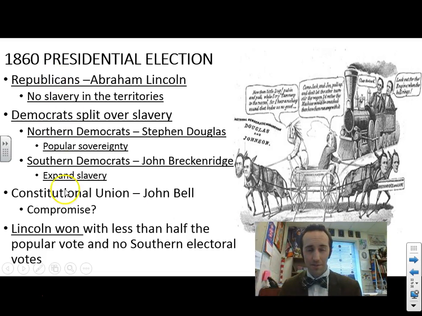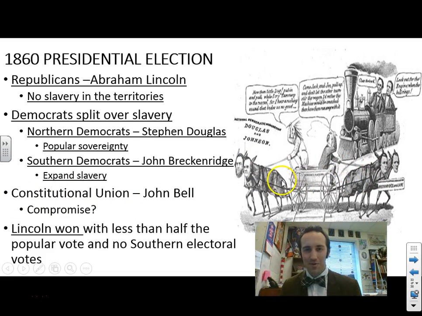And so it's a messy election with really multiple parties running at once. And so Republicans run Abraham Lincoln. And his big thing is no slavery in the territories. The Democrats, they split in half, which is really their death. Northern Democrats, led by Stephen Douglas over here, say popular sovereignty, just let the states decide for themselves. Southern Democrats say, nope, expand slavery, more and more slavery. And there's even this weird little fourth party that just says, can't we all get along? And they don't really mention anything about slavery. Let's just make a deal. Let's get along. And so nobody votes for this guy really.